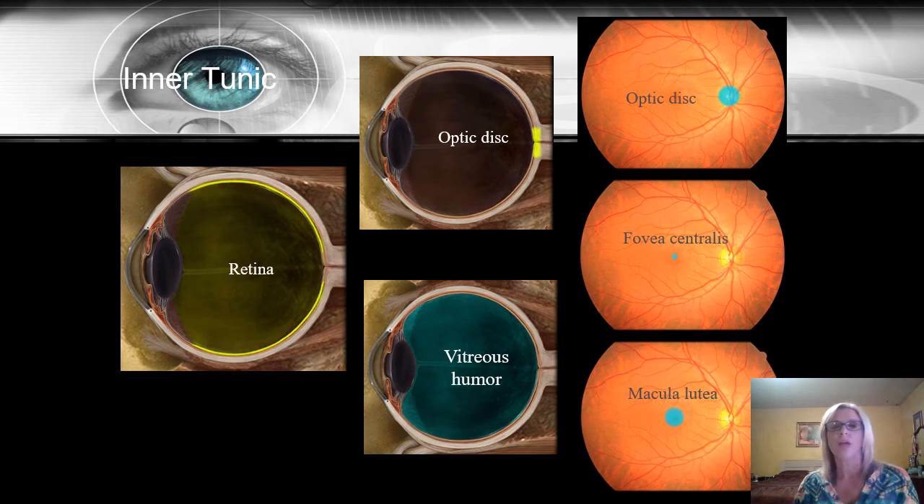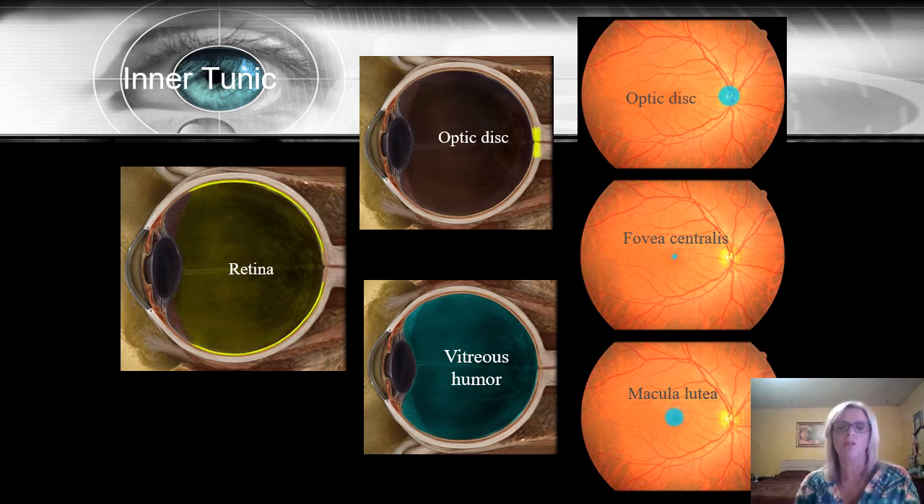So these are the locations of some of these important things in the inner tunic. I will tell you to pay very close attention to the images in APR, as sometimes it's kind of hard to see what is highlighted. So play with the color and the highlighting in your APR as you practice so that you can distinguish these on the APR images, and then relate those to the actual images or dissection of the eye as well.